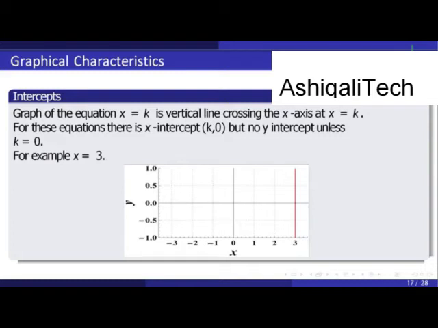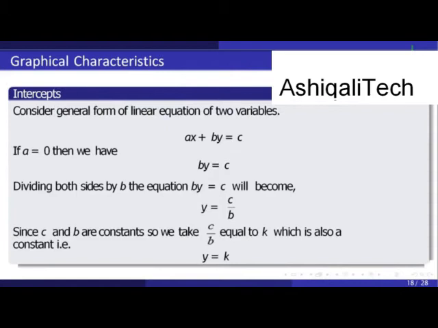in the graph. Dear students, again we consider the general form of linear equation of two variables. That is, ax plus by is equal to c. If we take a is equal to 0, then we have by is equal to c. Dividing both sides by b, the equation by is equal to c will become y is equal to c over b. Since c and b are constants, we take c over b equal to constant k, which is another constant. So we have y is equal to k.